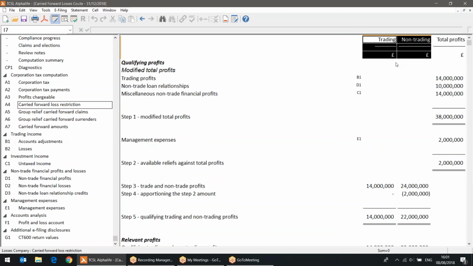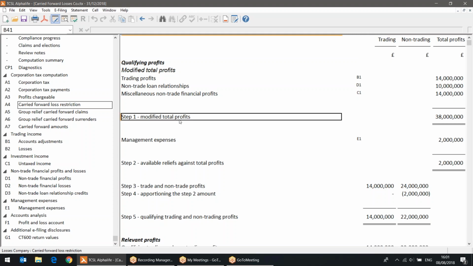The first step is to determine the company's qualifying trading and qualifying non-trading profits, and this is done by following a 5-step calculation laid out in the legislation. This starts by determining modified total profits of the company, which are essentially any profits which would be brought into account in drawing up profits chargeable to corporation tax, subject to certain modifications.